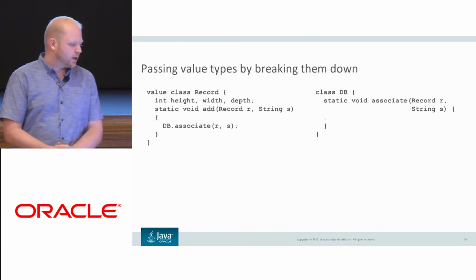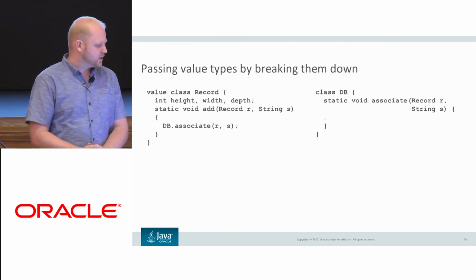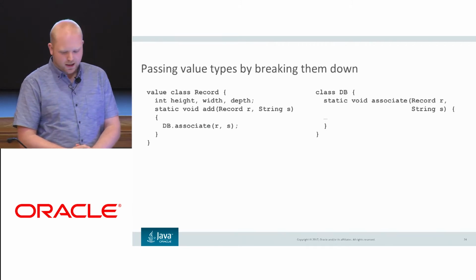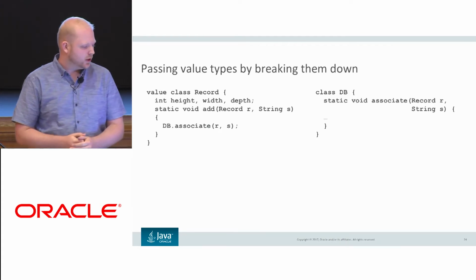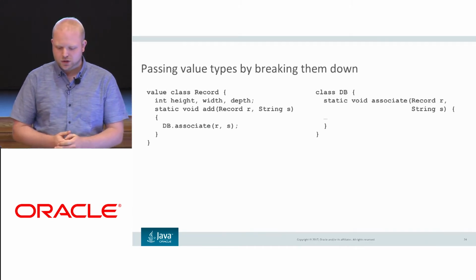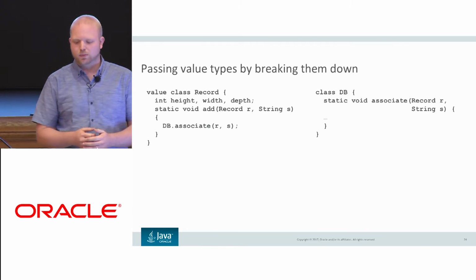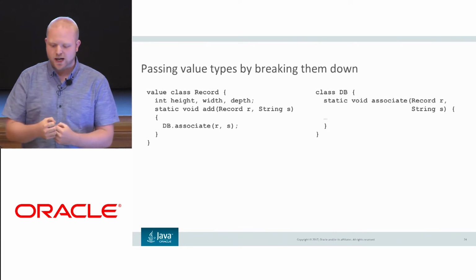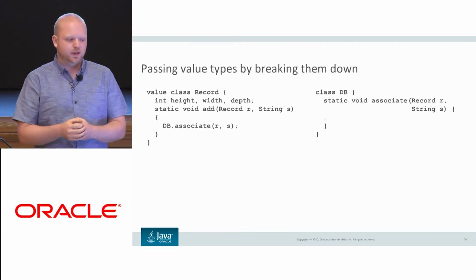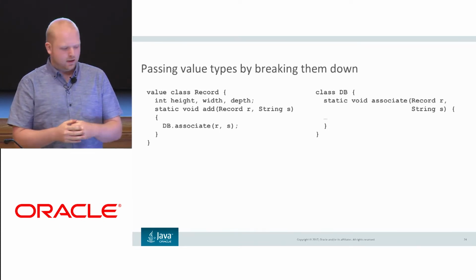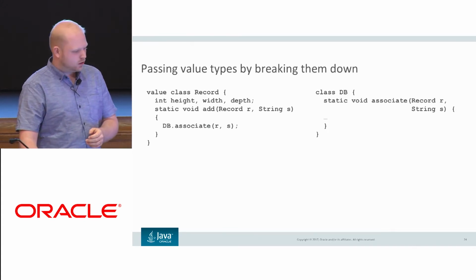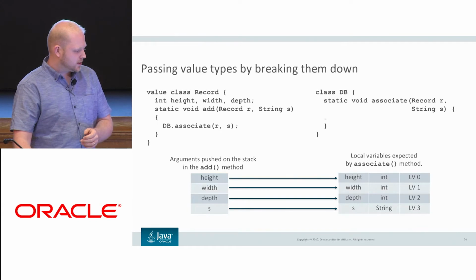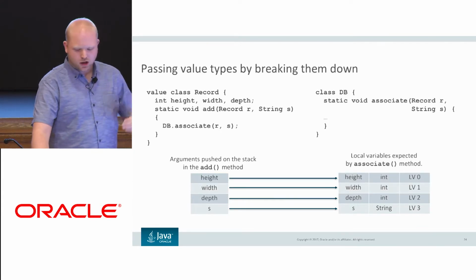So we have a value class Record. It has ints: height, width, and depth. In Record.add, record R will be pushed onto the stack as an argument to DB.associate, and then it also pushes a string. So the field-wise pushes will look like this. You get the slot for each.